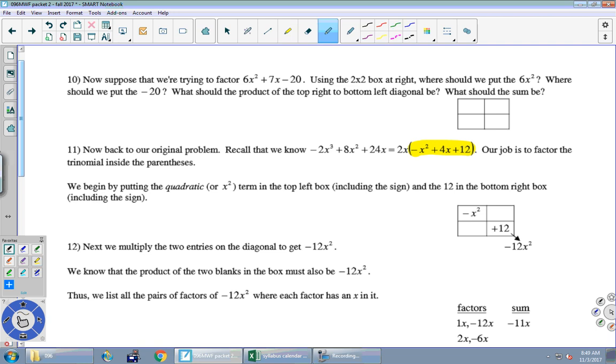All right, we got a blank box up on top. Let's start filling it in. We are given the negative x squared plus 4x plus 12. Where does the negative x squared go?